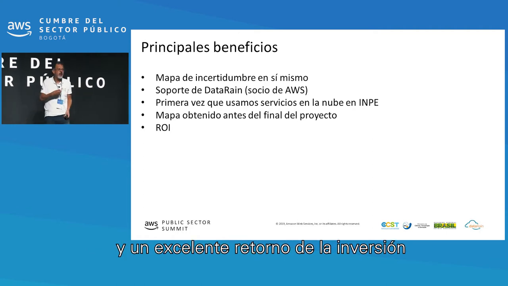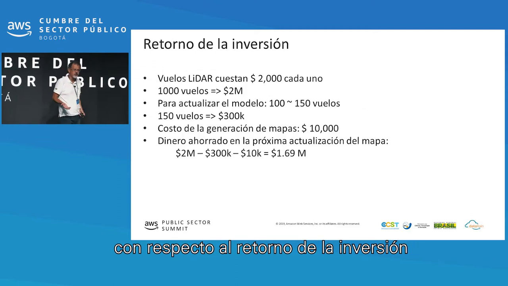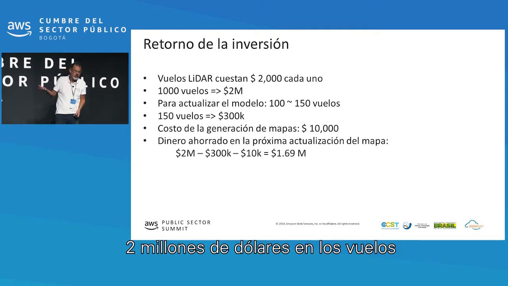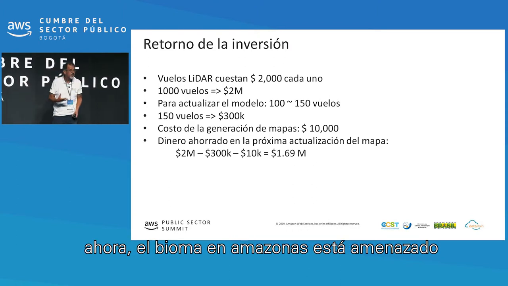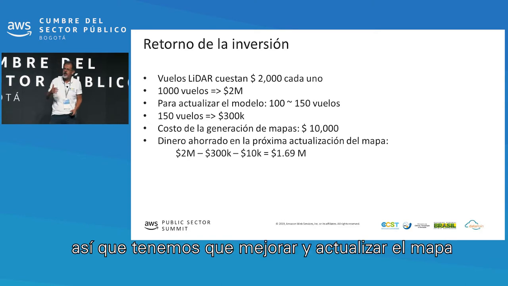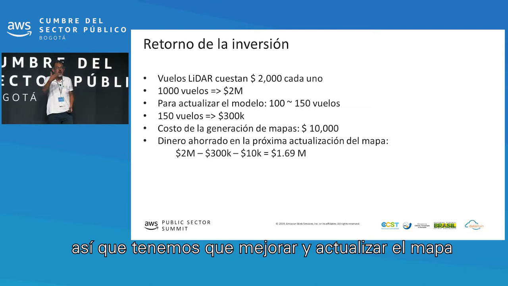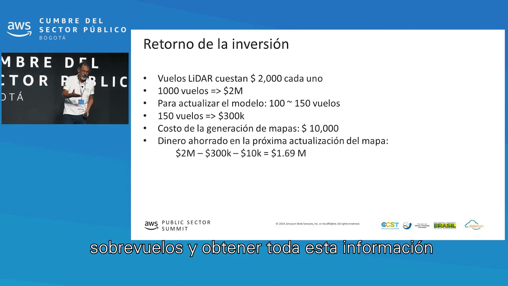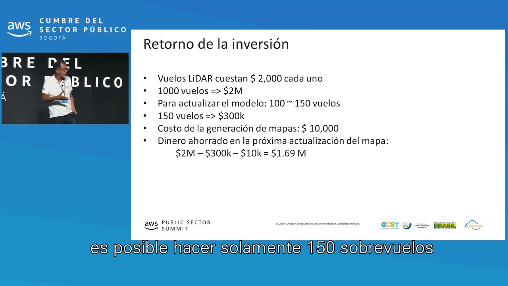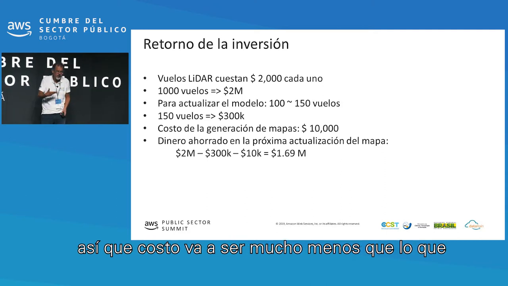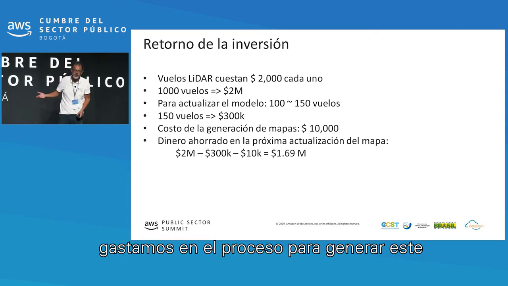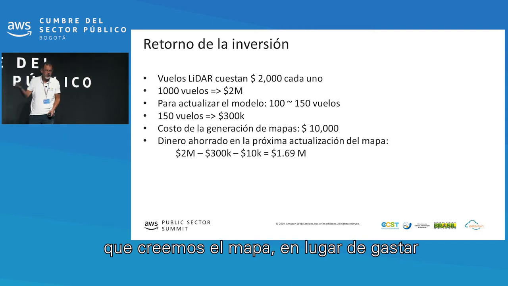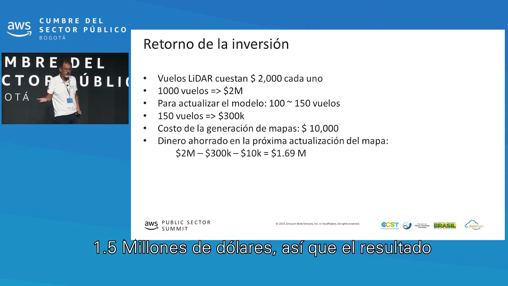We got the map, and we have a very nice return on investment. In terms of return on investment, each LiDAR flight costs $2,000, okay? We did 1,000 flights. So we have $2 million of flights. Of course, the biomass is changing in the Amazon, so I have to update the map in 2 or 3 years. Now, instead of making 1,000 flights and spending all this money again, it's possible to do only 100 or 150 flights. And so the costs will be far less than what we spent in this process to generate this map, okay? Next time that we create the map, instead of spending $2 million, we will spend only $1.5 million.